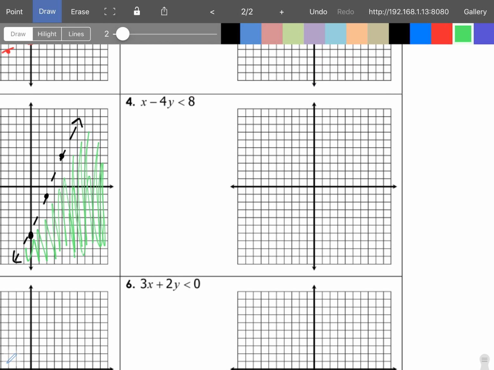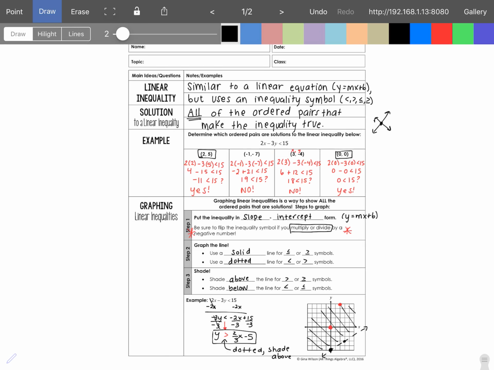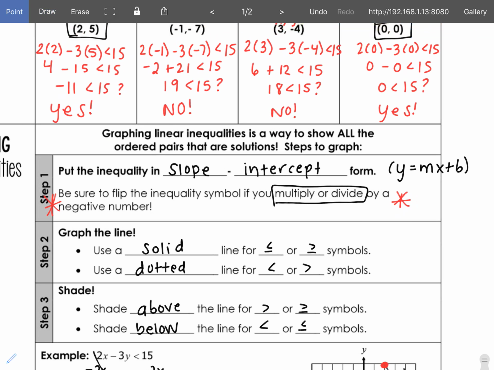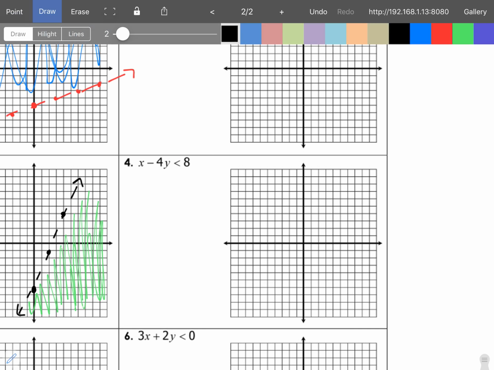Okay, number 4. The first step, step 1, put the inequality in slope-intercept form. So it needs to be in y equals mx plus b. I know it's not equals technically, it's an inequality, but you still want to get it in that form. So minus x, you have negative 4y is less than, keep the sign the same, because even though we subtracted x, we don't flip the sign for subtraction.